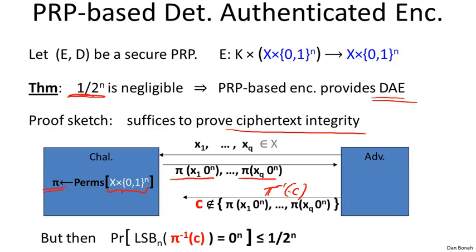So it isn't hard to see that the probability is at most 1 over 2 to the n, because basically the permutation is going to output a random element inside of X times {0,1}^n, and that element is going to end with n zeros with probability 1 over 2 to the n. And as a result, the adversary wins the game with negligible probability because this value is negligible. So that's the end of this segment.